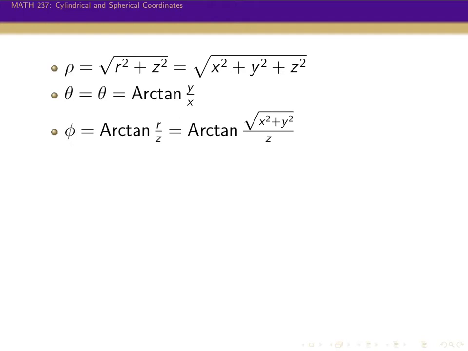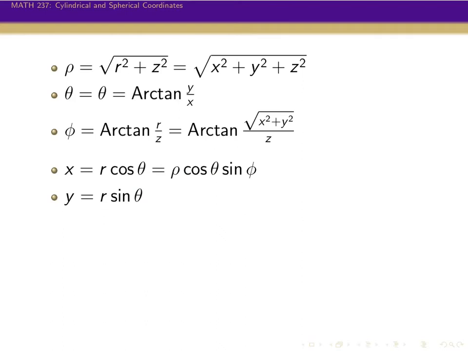Okay, what about going the other way? So x in cylindrical is r cosine theta. Well, r, we figured out, is rho sine phi, and so plug that in, we get that x is rho sine phi cosine theta, so rho sine phi, that's r, and then cosine theta is still there.